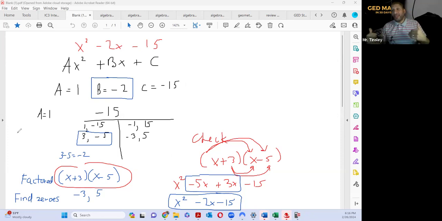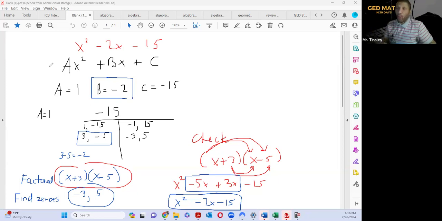Now, if you have my ebook, I'll show you how to plug in A, B, and C into the quadratic formula. Okay, hold on, Mr. Tinsley. You were talking about factoring, you're talking about solving a quadratic equation, and now you're talking about a quadratic formula? Yeah, so we know our answers, right? We know our answers are -3 and 5. We already know our answers. But now I'm going to show you the quadratic formula.